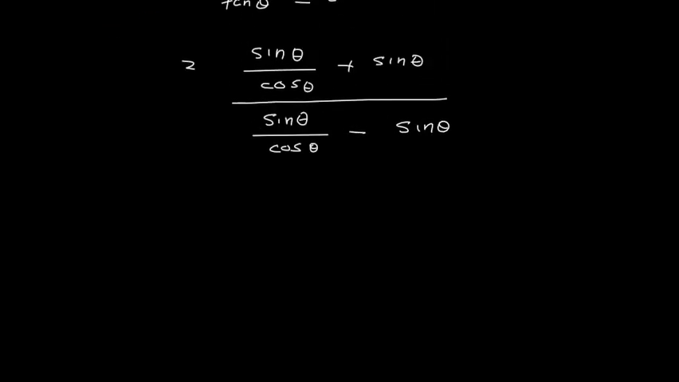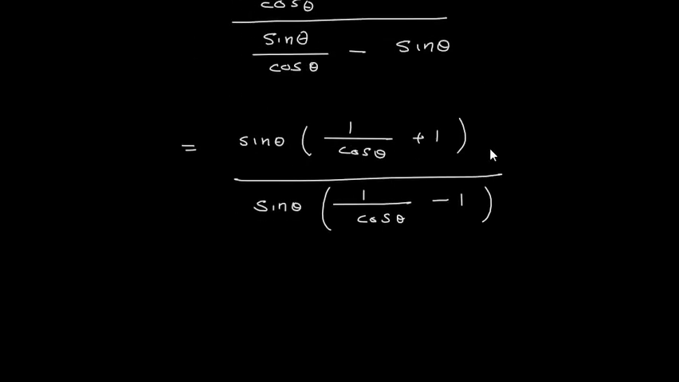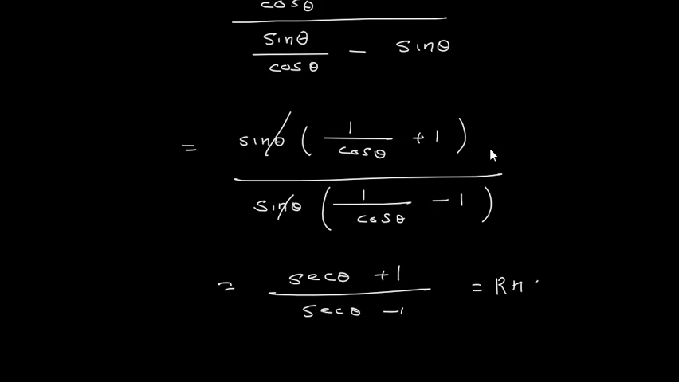Now sin theta I will take common. It is 1 upon cos theta plus 1, the whole divided by sin theta, here also I will take common, it is 1 upon cos theta minus 1. So this sin theta and sin theta will cancel, and 1 upon cos is sec theta, so we get sec theta plus 1 upon sec theta minus 1, which is your RHS. So hence proved.